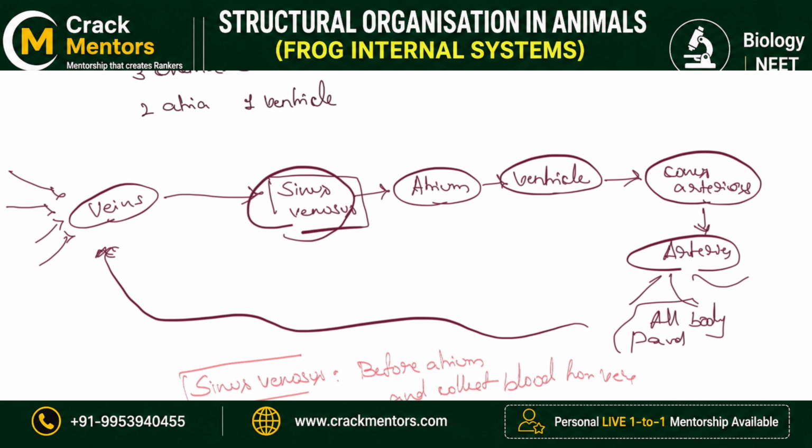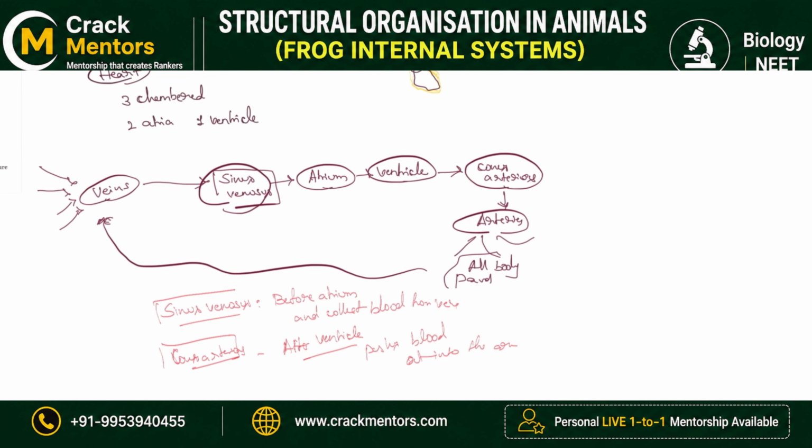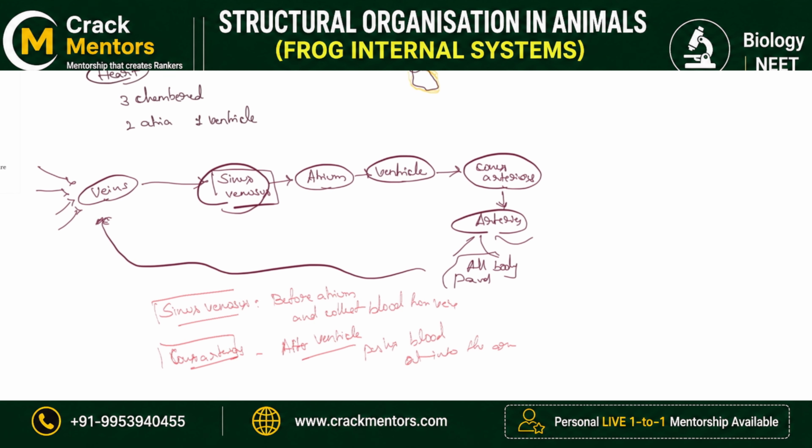Coming to the blood vessels, we know that arteries carry blood from the heart to all the body parts and the veins bring the blood to the heart from other body parts. Along with this blood circulating system, there is another system that we need to study here. There are some special portal systems in frog. What kind of portal systems does it have? It has a hepatic portal system, and also a renal portal system.